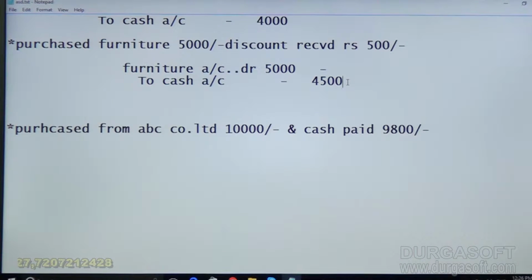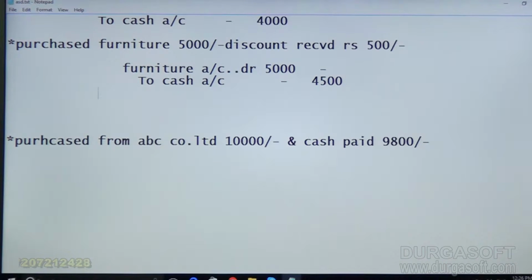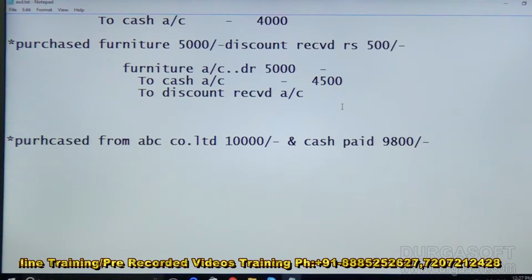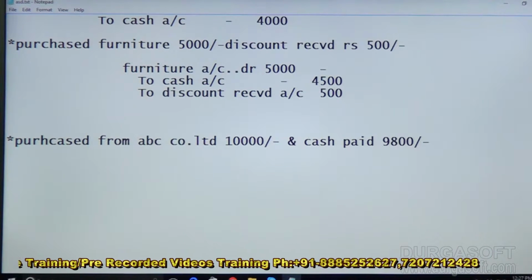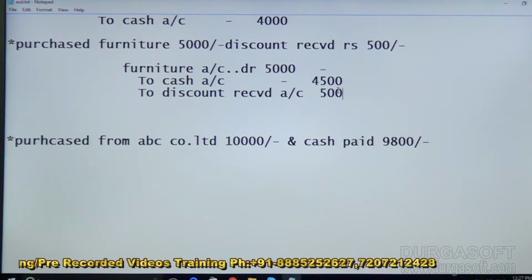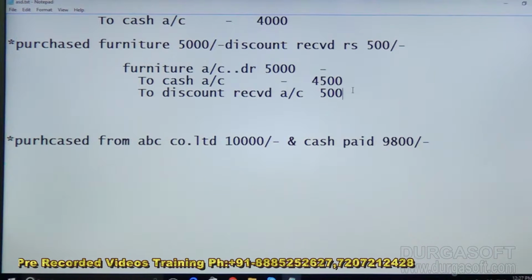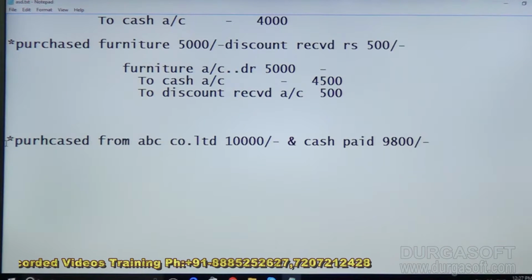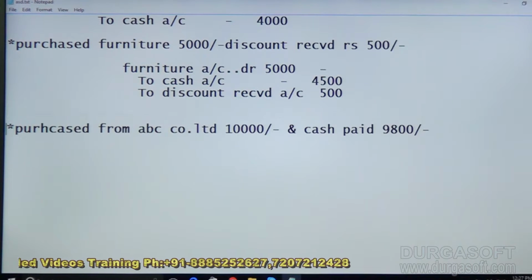So at that time we need to write the entry as: to discount received account, how much? 500 rupees. So debit and credit have been tallied. 5000; 4500 plus 500, 5000. In this way we need to post the transactions. It is very easy to understand.